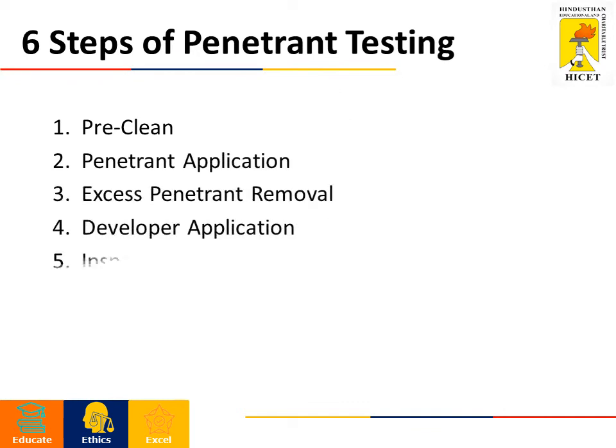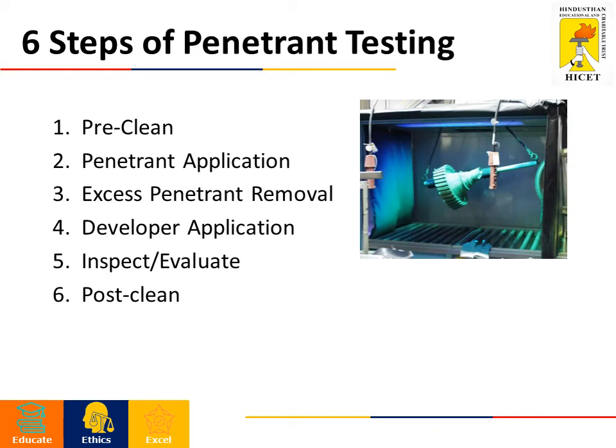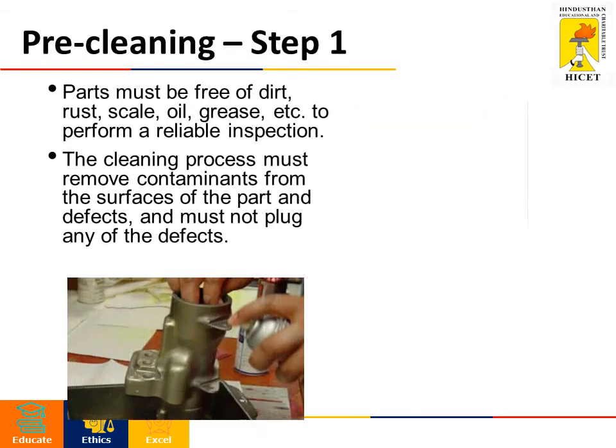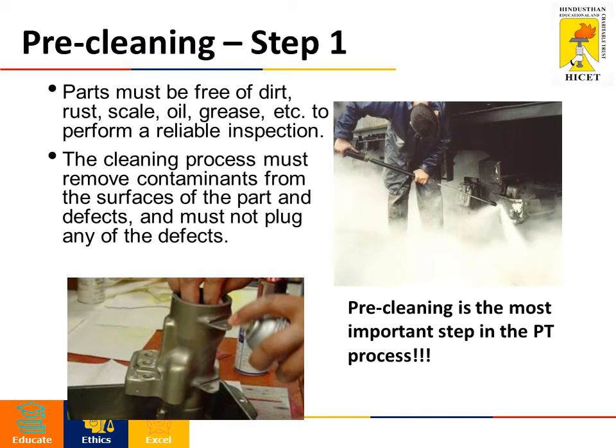The 6 steps of penetrant testing: pre-cleaning, penetrant application, excess penetrant removal, developer application, inspect and evaluate, and lastly post clean. These are the normal 6 steps of the PT method. In step 1 we have to pre-clean perfectly. There should be no rust, no grease, no oil, no unwanted material. The surface should be perfectly clean.